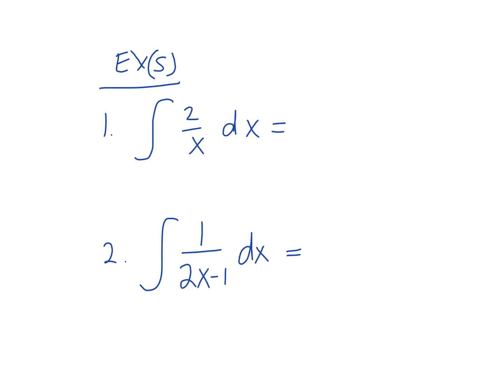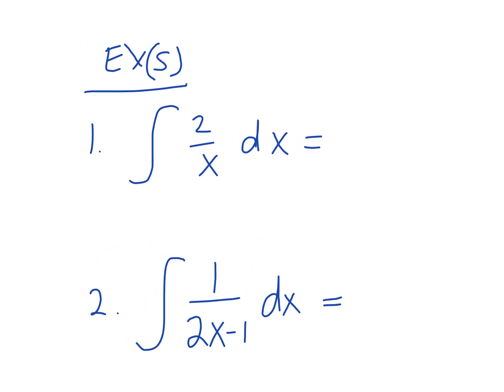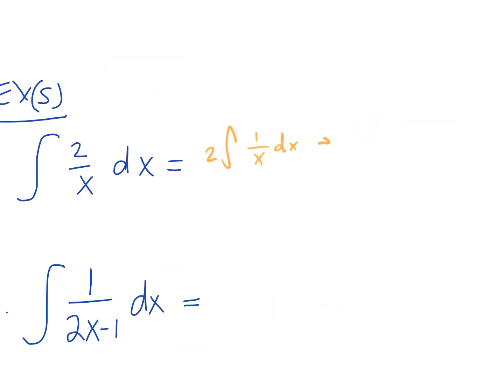So let's look at example 1. We want to find the integral of 2 over x dx. Well, anytime we have a constant number, coefficient, we could just pull that out front. So 2 times the integral of 1 over x dx. Now this looks just like one of our rules. 1 over x, our antiderivative, our integral, would be the ln of the absolute value of x. But we have that 2 outside, so the 2 just multiplies out front, and then we can't forget the plus c.